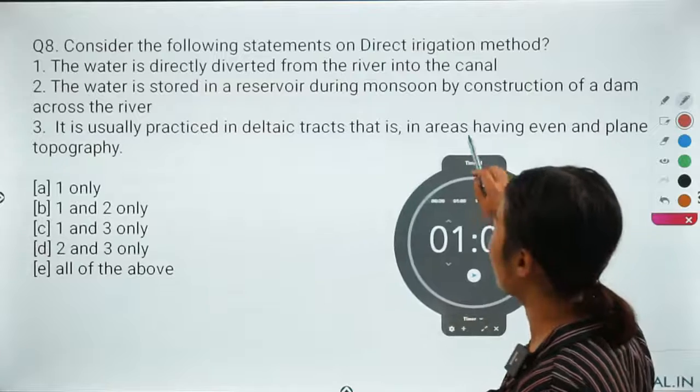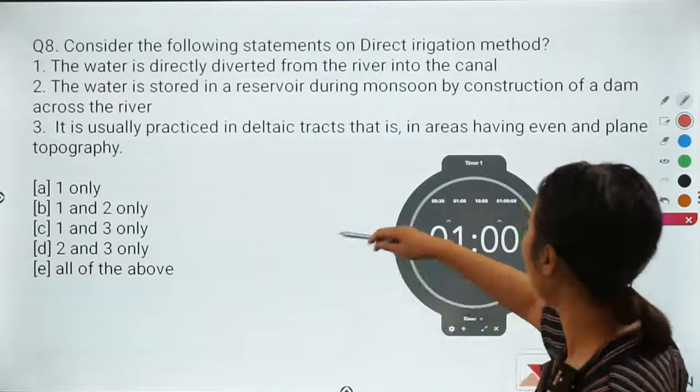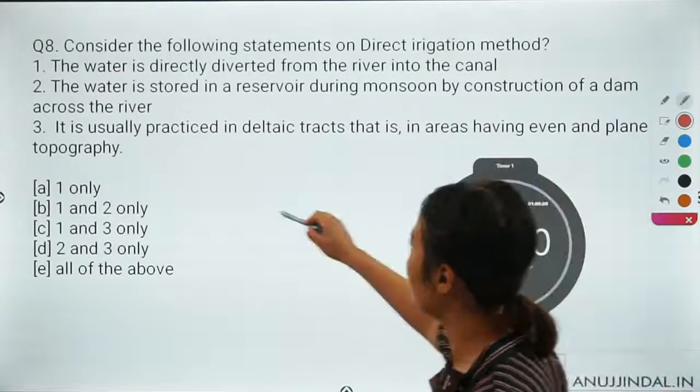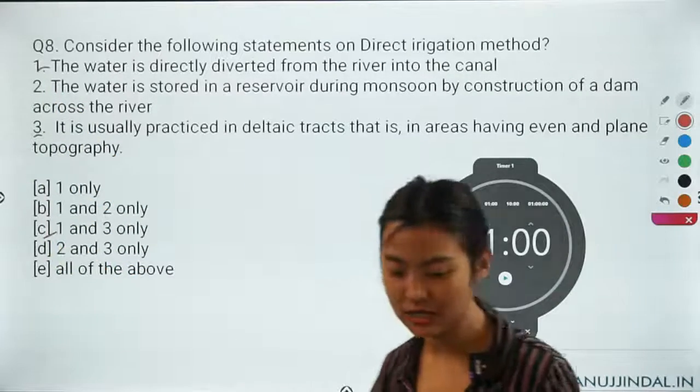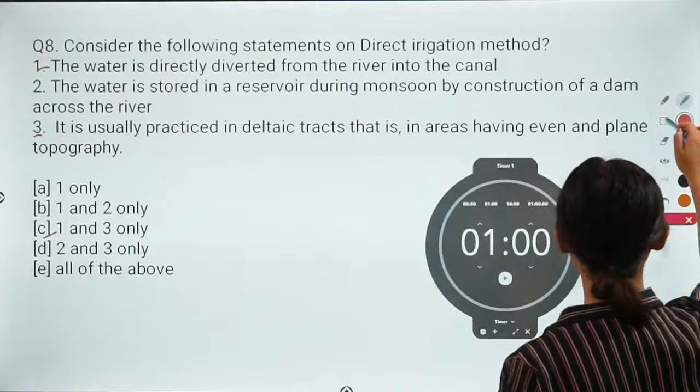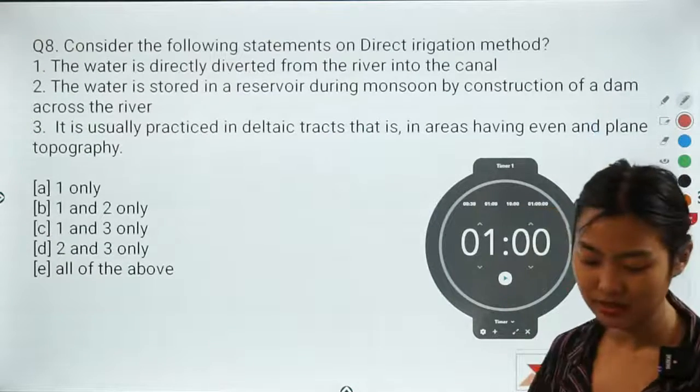All right, so the right answer for this is actually 1 and 3, so it's option C. Let us understand what direct irrigation is.